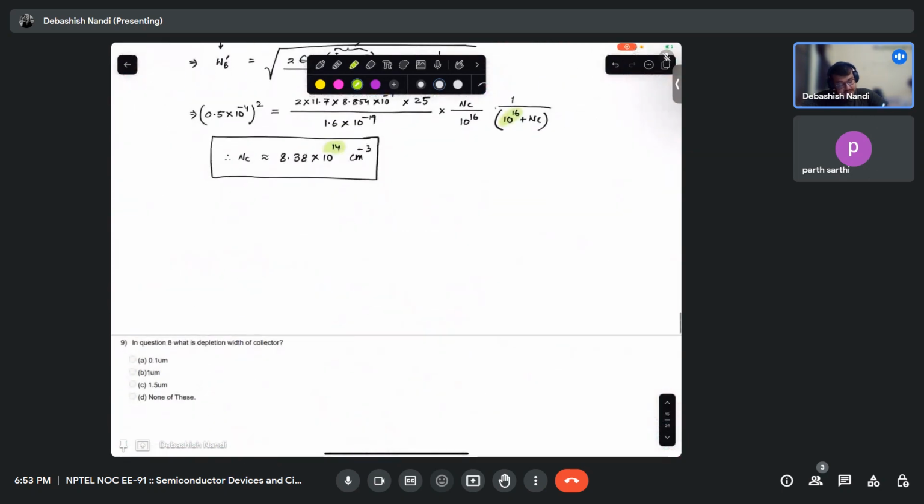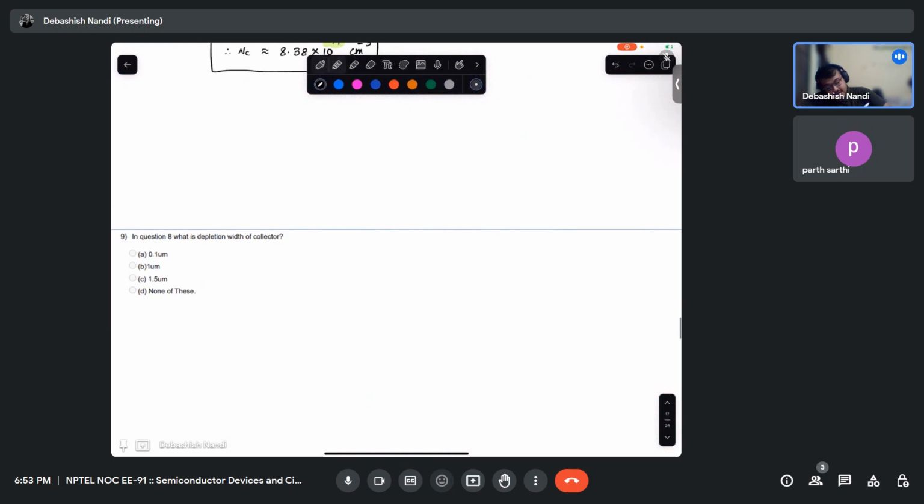So this is given. Now it is asked: what is the depletion width on the collector side? Again we know that XDB times NB is equal to NC times XDC. XDB we know is 0.5 micrometer minus 10 raised to 4. NB we know is 10 raised to 16. NC we know is 8.38 times 10 raised to 14, from the last problem we have computed. We are to find out XDC.